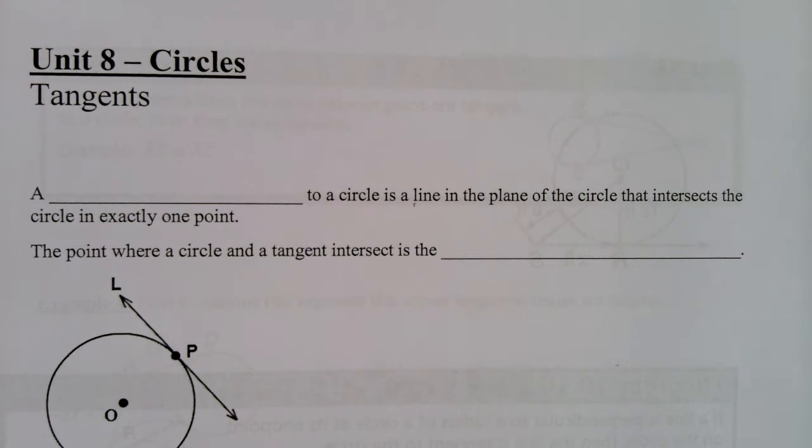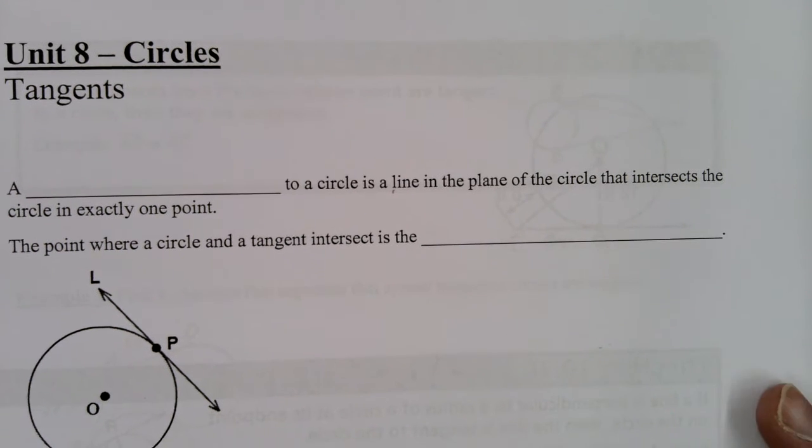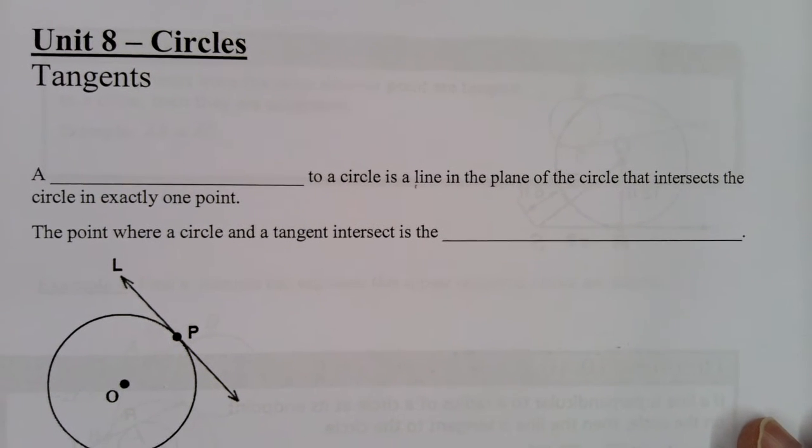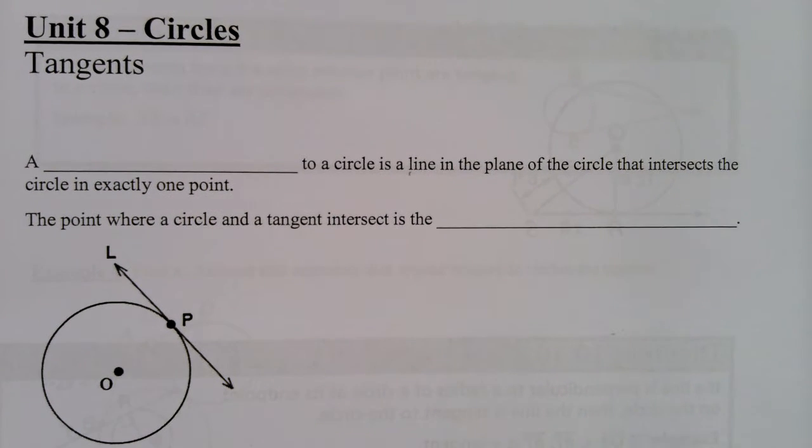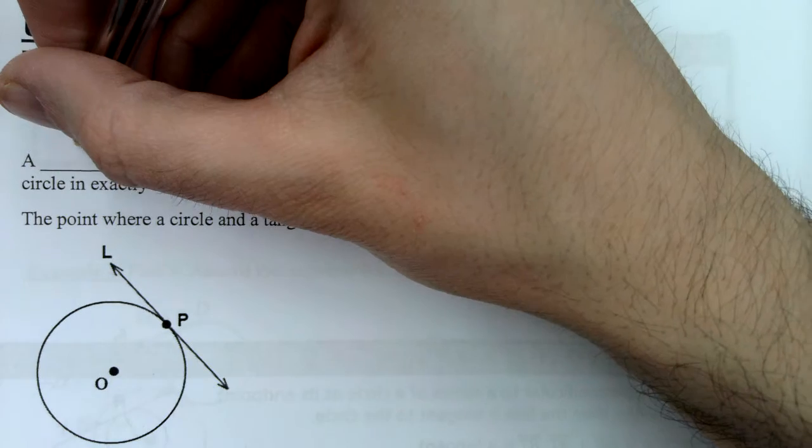Okay, the next lesson in geometry is called tangents. We've done tangents in trigonometry and right triangles. This is different though. So a tangent to a circle.